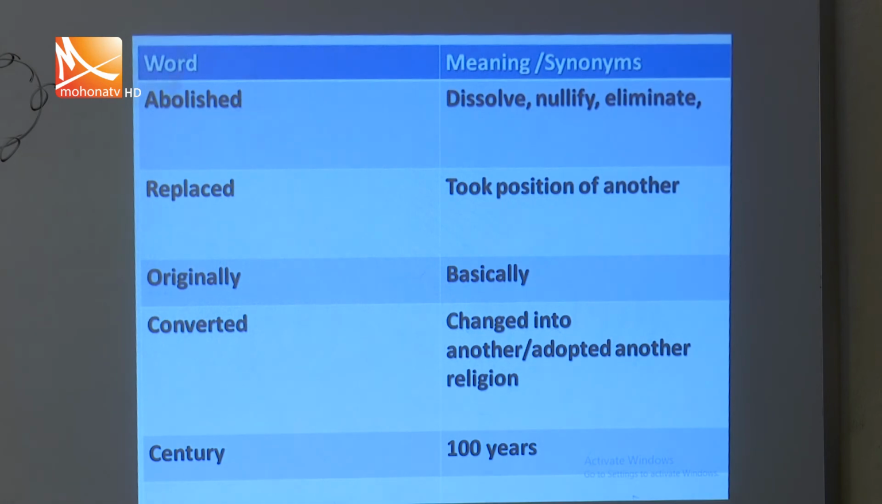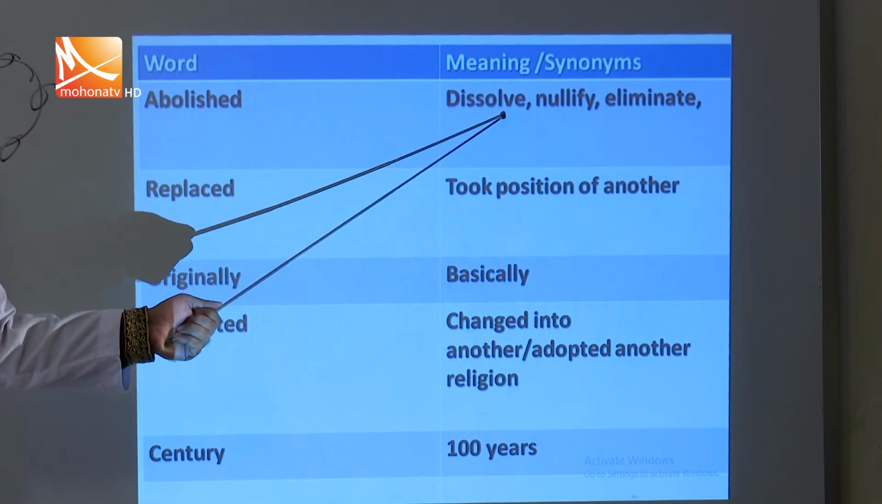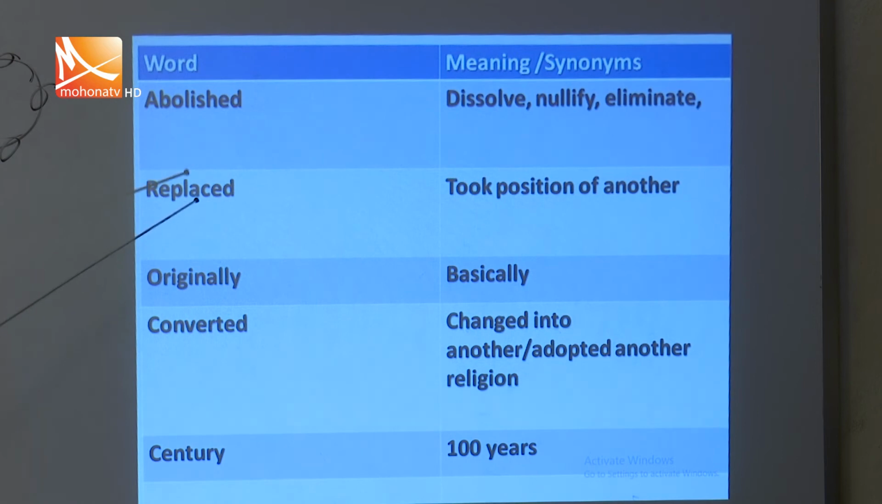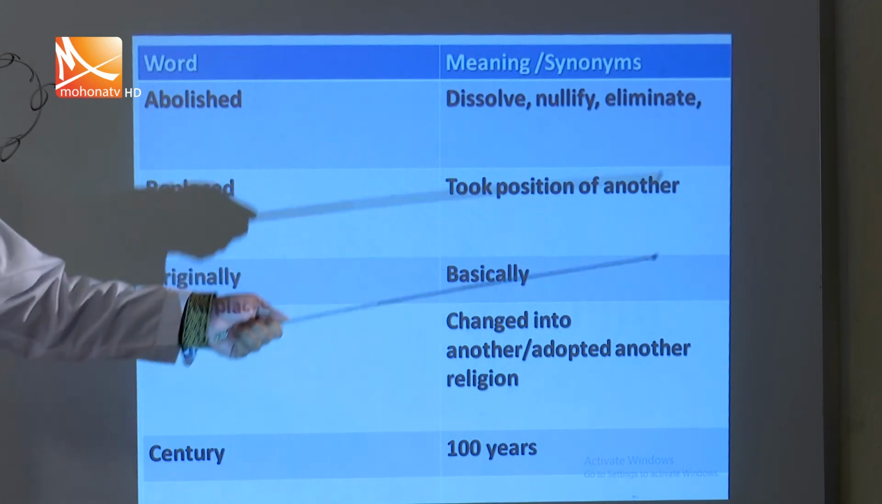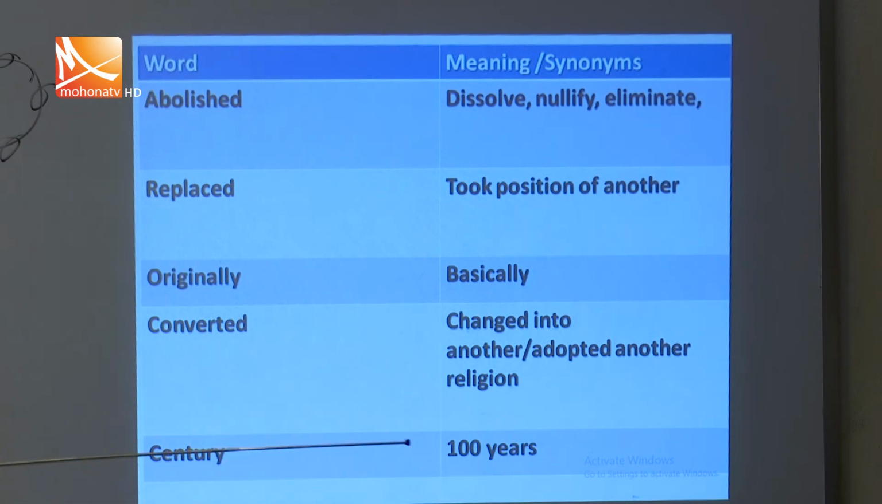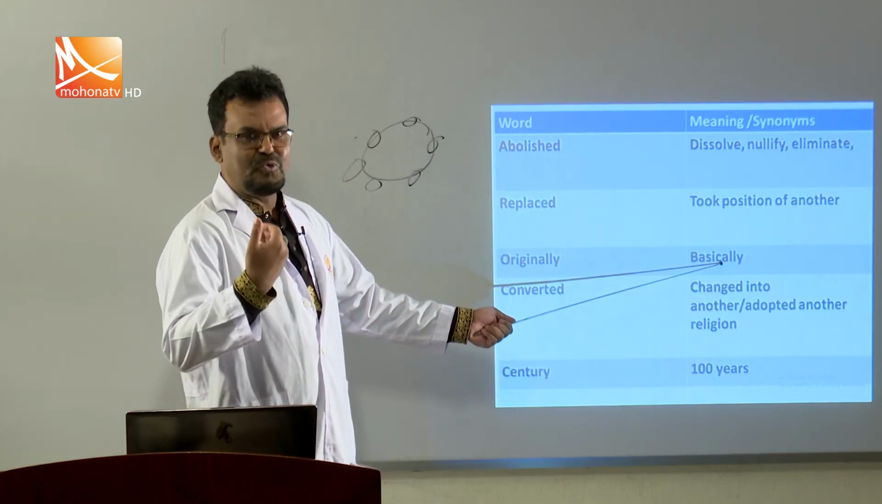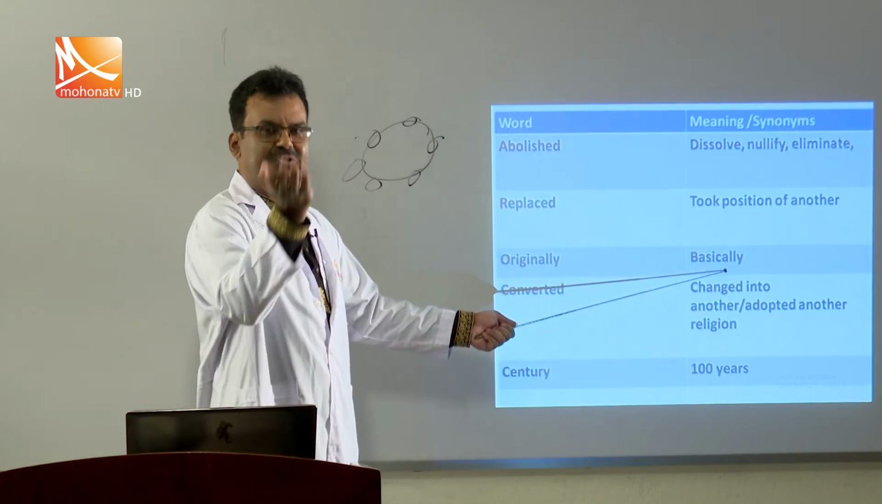Some more vocabulary here. Abolish: dissolve, nullify or eliminate, finish. Replaced means took the position of another. Suppose here is a laptop, and if I take it and put something else, this is called replace. Or if I take a word and put another word, that is called replace.